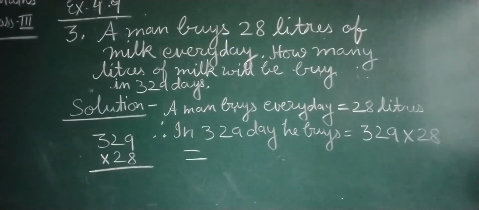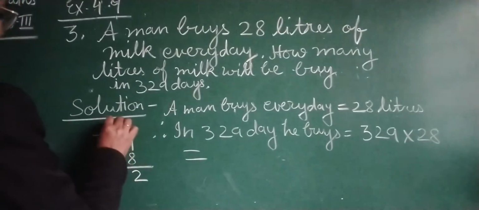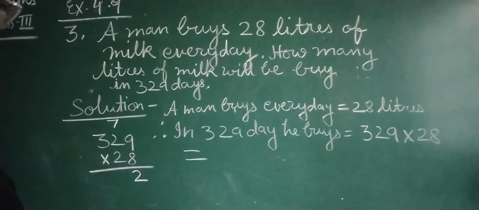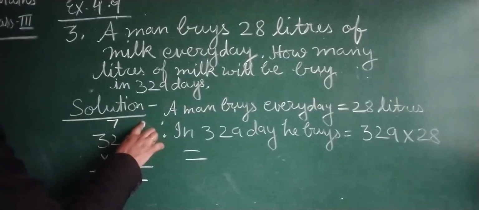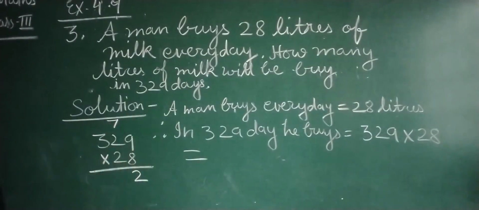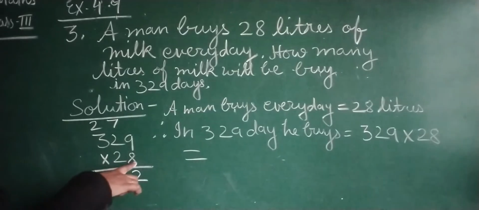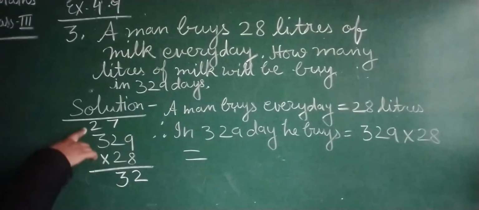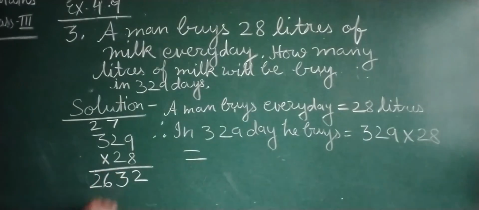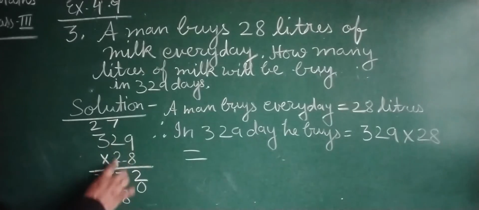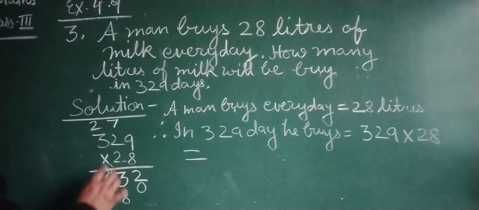So first you will see over here 8 nines are, okay, 8 nines are children 72. So 2 we will write over here and 7 will be carry over. 8 twos are 16, 17, 18, 19, 20, 21, 22, 23. Okay, 23. 3 we will write and 2 will be placed over here. Now 8 threes are 24. 24 and 2, 26. So here 2 nines are 18. So 1 is carry over. 2 twos are 4 and 1 is 5. 2 threes are 6.